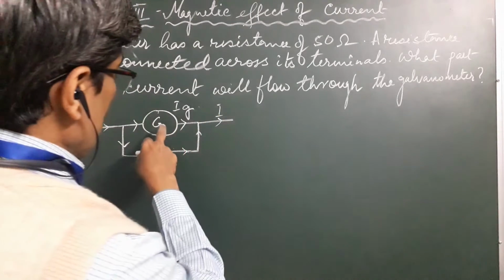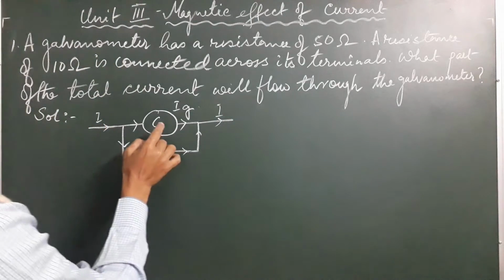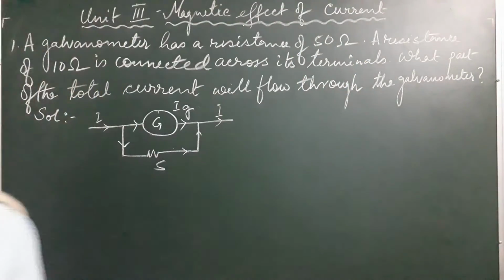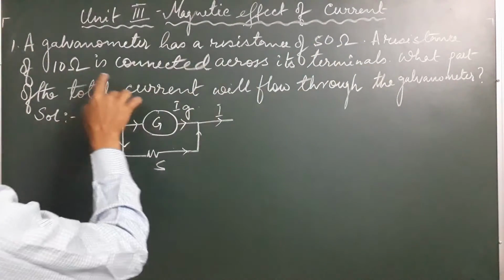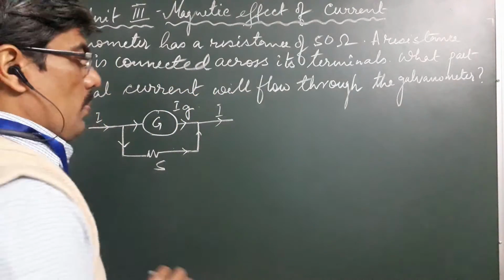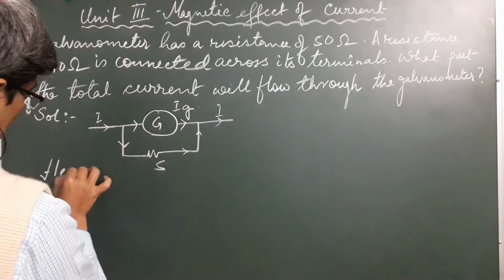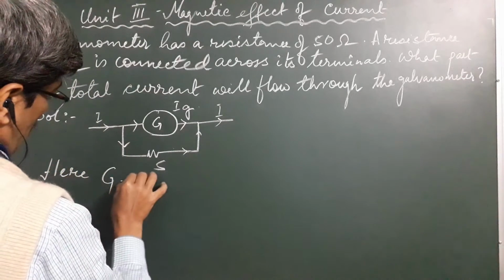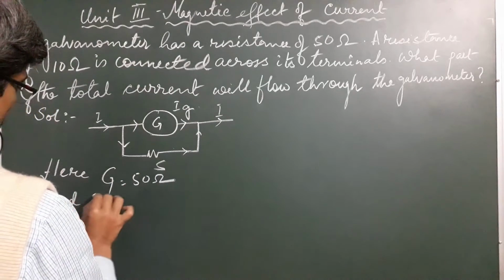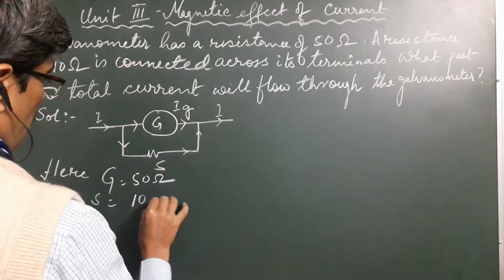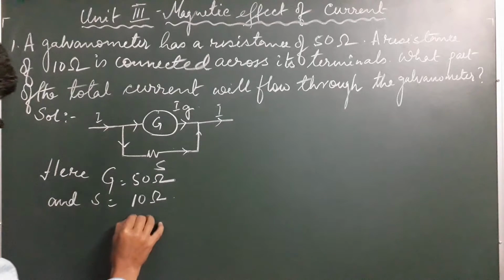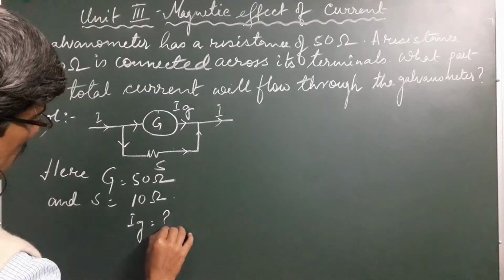Here see, we have represented the galvanometer as G, and the resistance of the galvanometer, let us consider, is also G, and that is given as 50 ohms, and the shunt value, the resistance which is connected across, is 10 ohm. Therefore the value of S is 10 ohm. So here we can write it like this: G equals to 50 ohms and S equals to 10 ohms. The question is, what is the value of Ig? You need to find out the value of Ig.